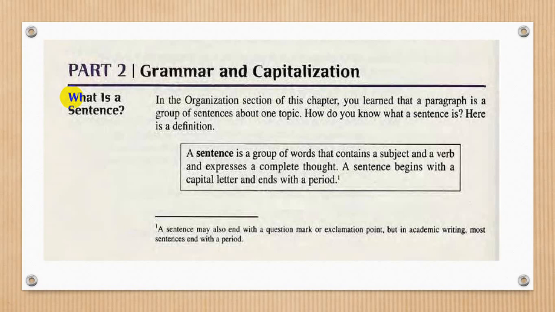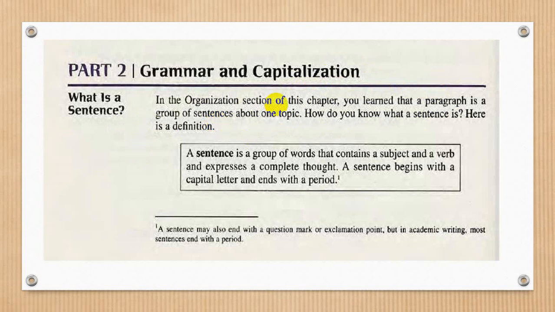So first, let us answer the question, what is a sentence? In the organization section, which we took in the previous lecture of this chapter, you learned that a paragraph is a group of sentences about one topic. This is the definition of a paragraph: a group of sentences about one topic or one idea.